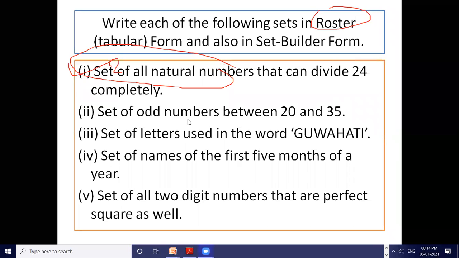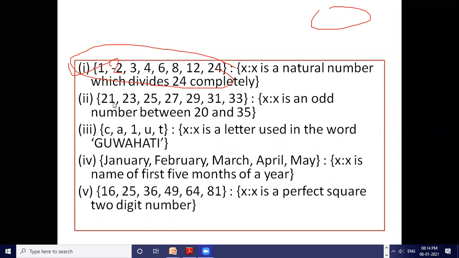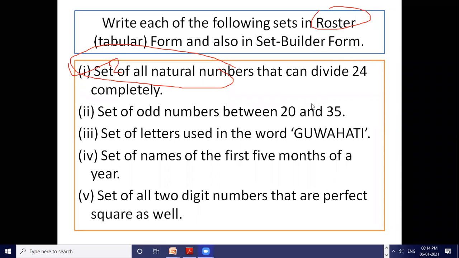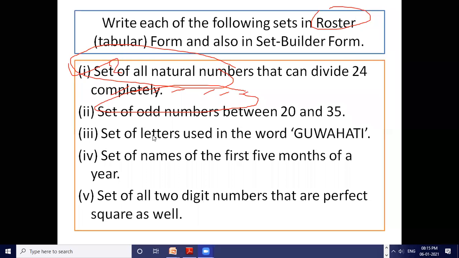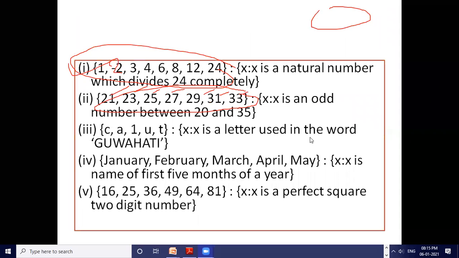Set of odd numbers between 20 and 35. So 20 और 35 के बीच वाला odd numbers. The odd numbers between them. So how I will represent them? 21, 23, 25, 27, 29, 31, 33. All these are odd numbers, right? That's it. Then similarly, आपका third question, set of letters used in the word Guwahati.